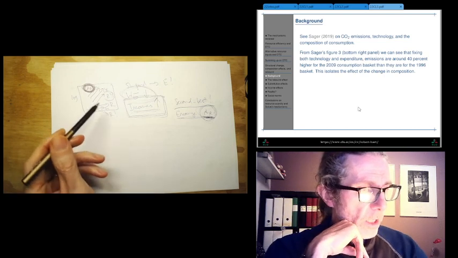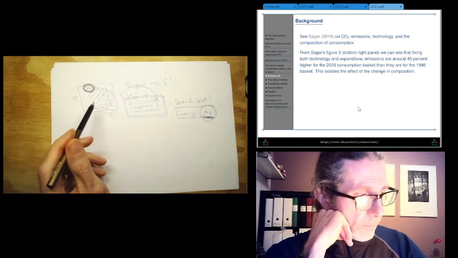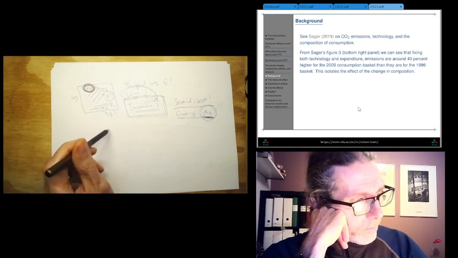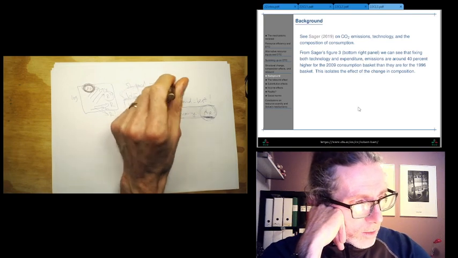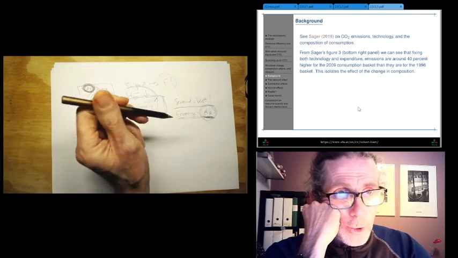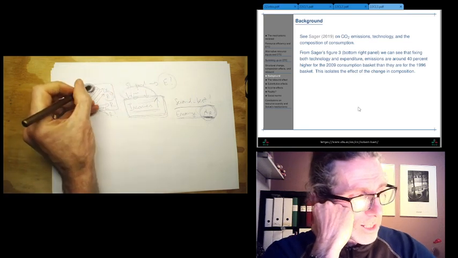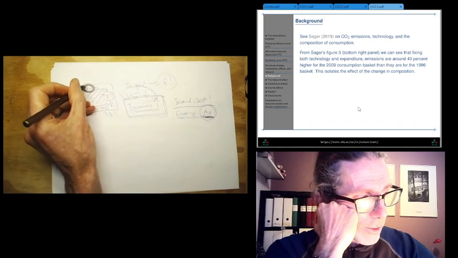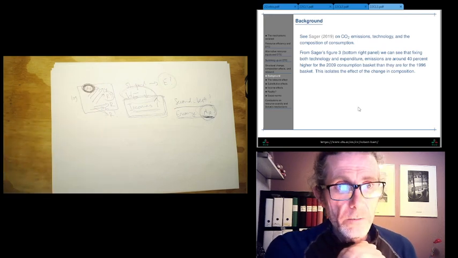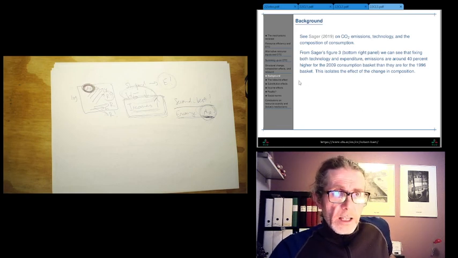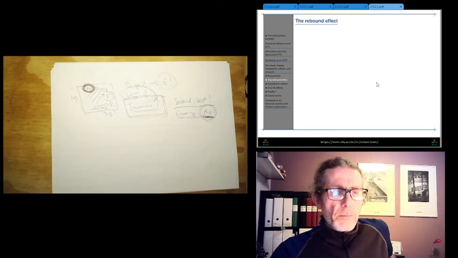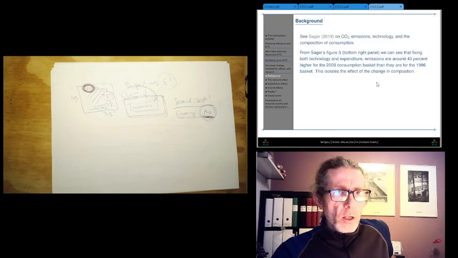So this is supporting the hypothesis that I'm putting forward, right? Over time we have been shifting into energy intense consumption categories, which is pushing up emissions and negating to some extent, or even overpowering, the effect of increasing energy efficiency. But we still don't know what's driving that. Sager's paper is like an accounting exercise. We don't know the driving forces, okay? Right. I think I will just make that a quick video.